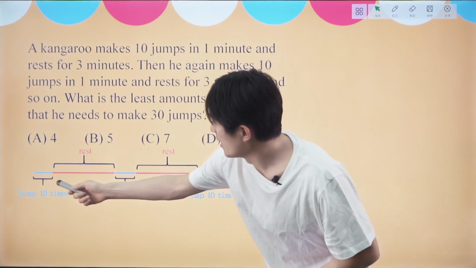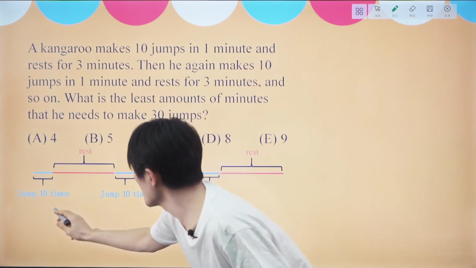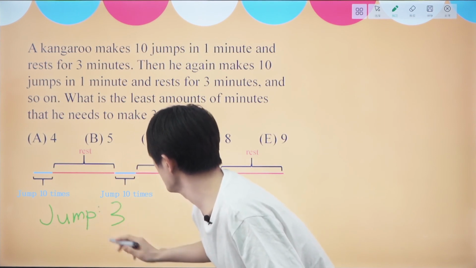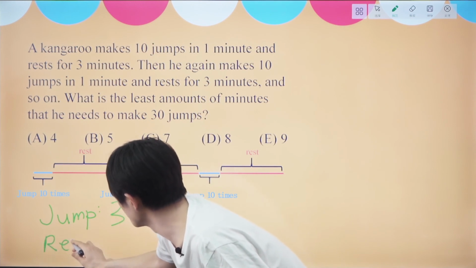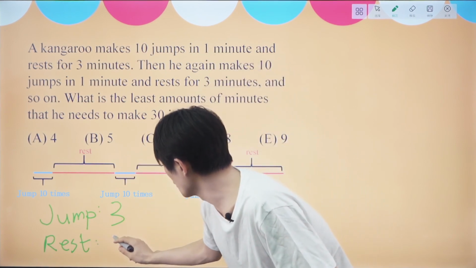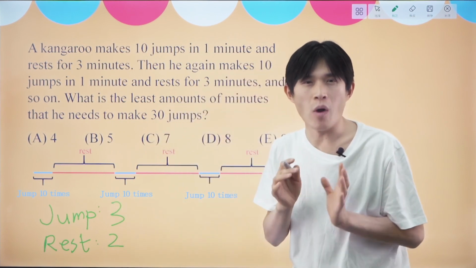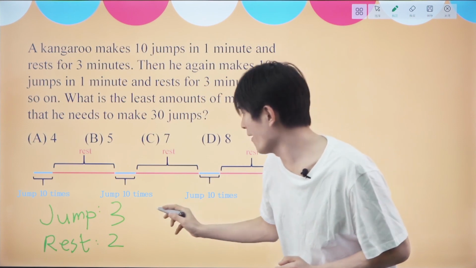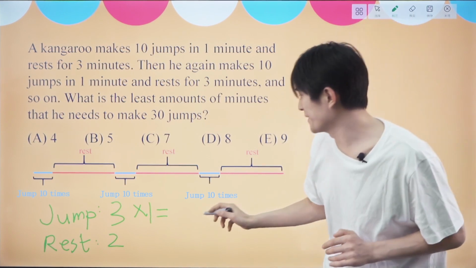So we have 1, 2, 3 jumps, and then we know jump, rest. This is the interval. 3 minus 1, we have 2. So each jump lasts 1 minute. How long will it take? 3 times 1, we have 3 minutes.